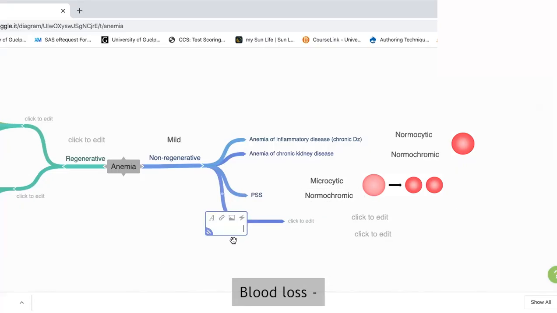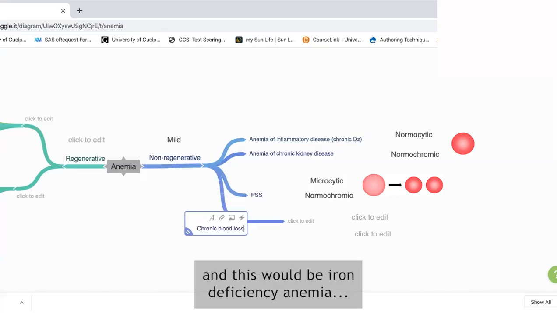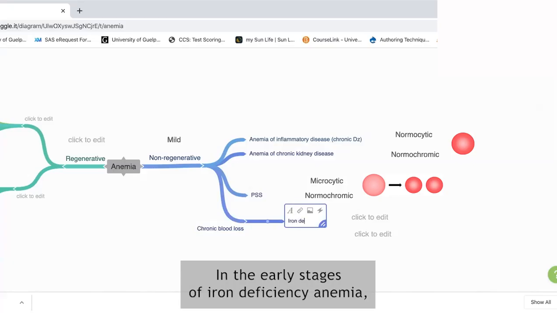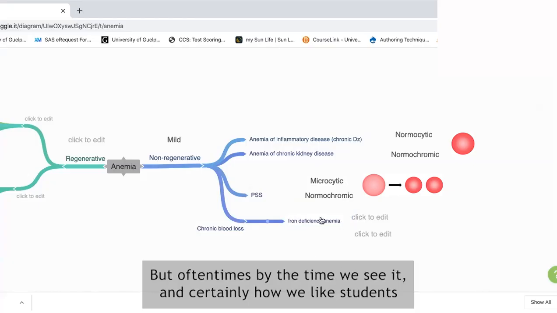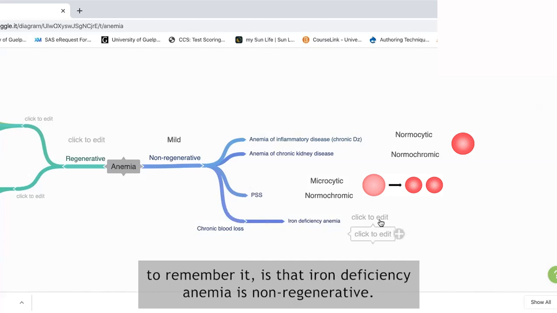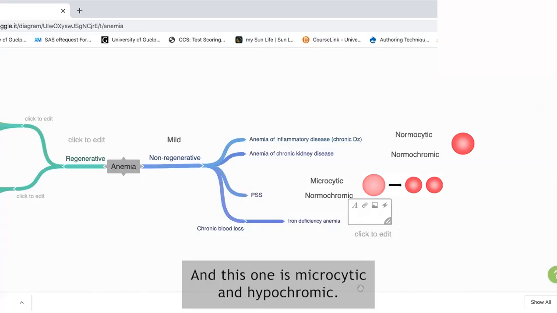Blood loss. And this would be iron deficiency anemia. In the early stages of iron deficiency anemia, it will be regenerative, but oftentimes by the time we see it, and certainly how we like students to remember it, is that iron deficiency anemia is non-regenerative. And this one is microcytic and hypochromic.